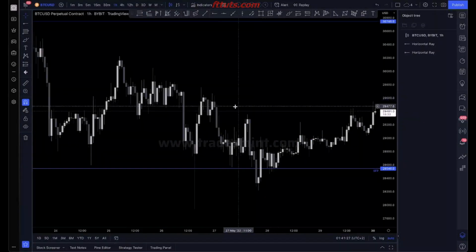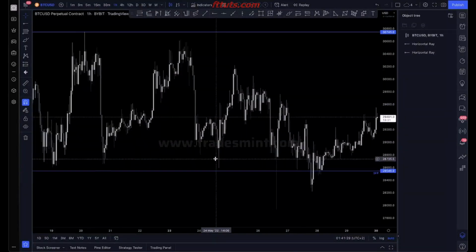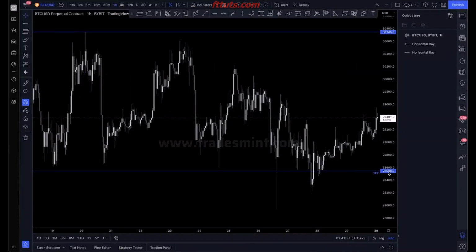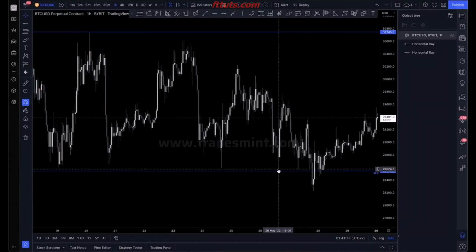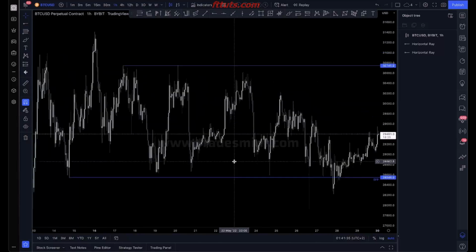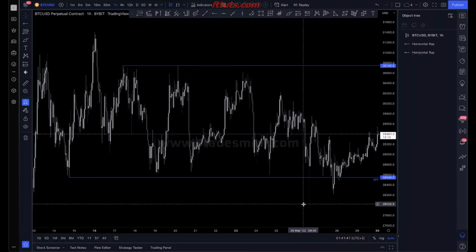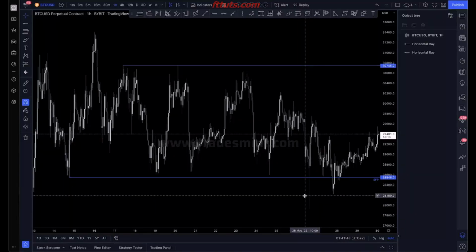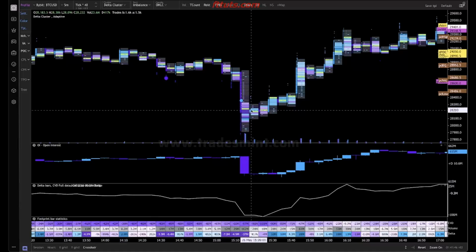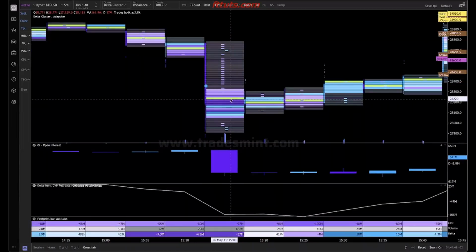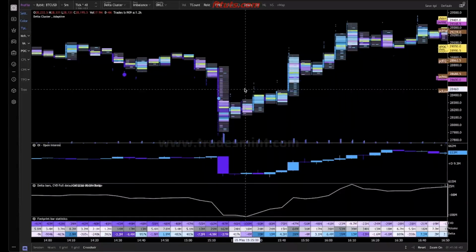So first of all, you mark your level on TradingView. In this case, 28,547. We already talked about why this is an important level. It's low of the range and we expect a lot of stop losses, which means liquidity for the big positions to get filled. So let's hop into order flow and talk about what happened here.